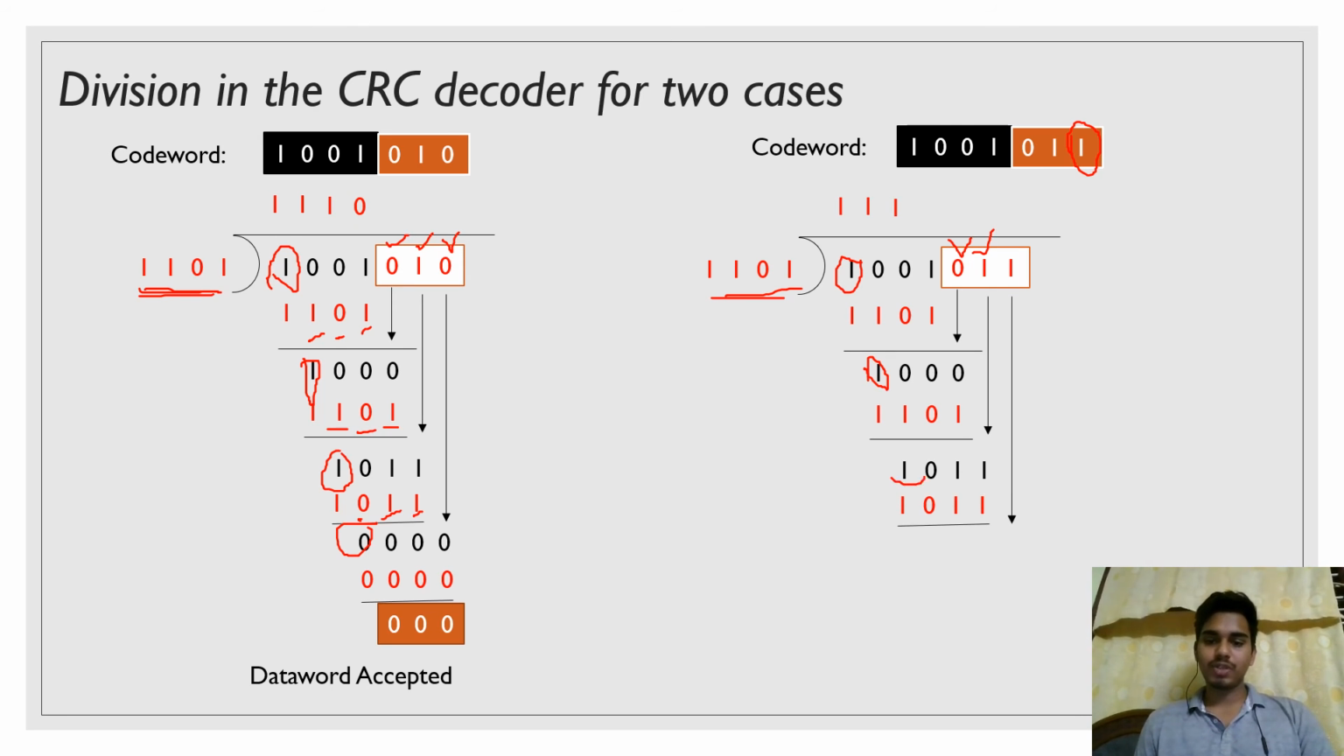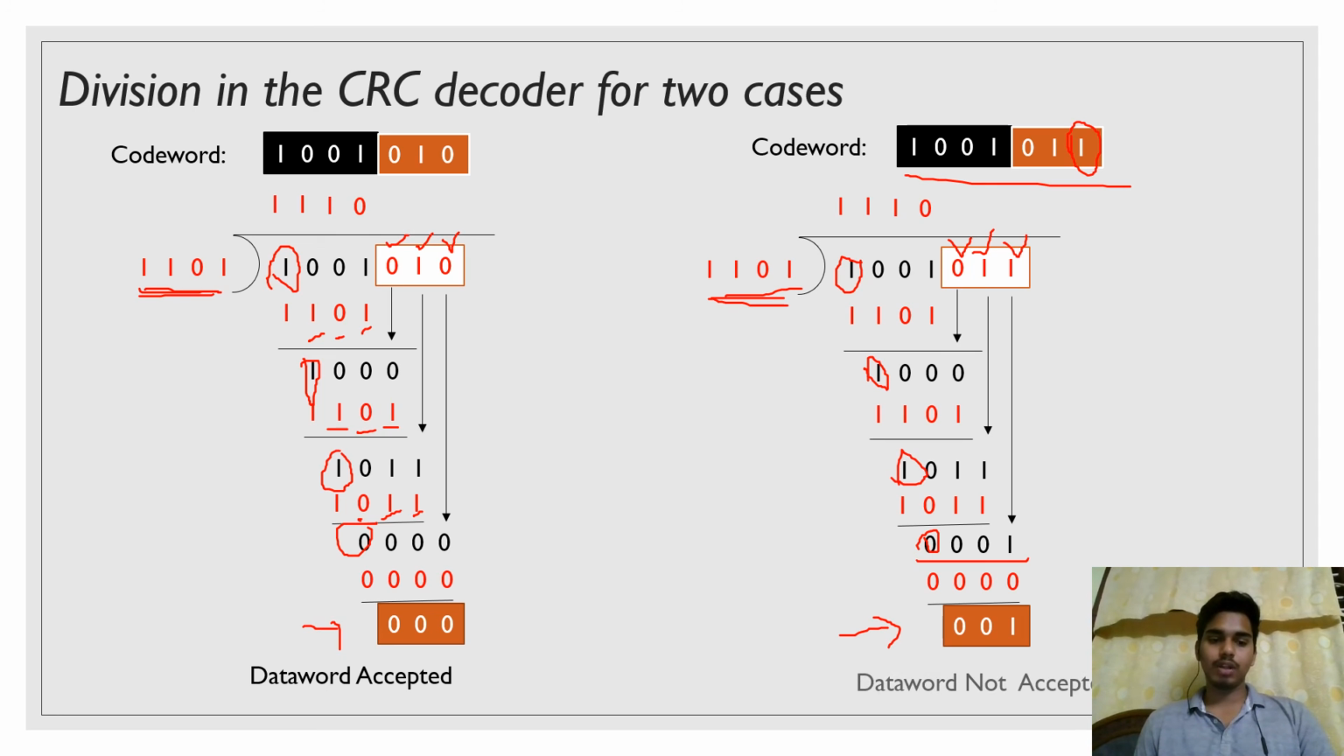Again the leftmost bit is 1. We will add the divisor and we will bring this 1 bit down, and we will get this, and the leftmost bit here is 0, so we will add 4 zeros and we will obtain the remainder as 001. So now if you see here, we got the remainder as 1, so we cannot accept this code word, because the receiver will accept only if we receive the remainder as 0.